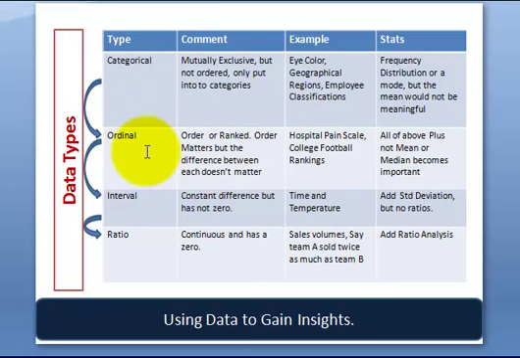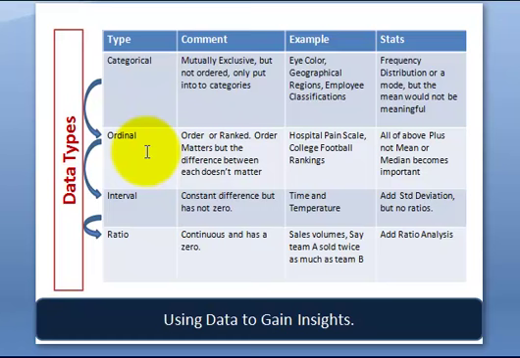Ordinal is where we take it one step further. We've got all the characteristics of a categorical, but now we've added order or ranking, like college football rankings or hospital pain rankings. The only issue is there's not necessarily an even interval between the first and the second and the second and the third. So, there might be a big gap between the number 1 team and the number 2 team, and then the number 2 team and number 3 team are very close.